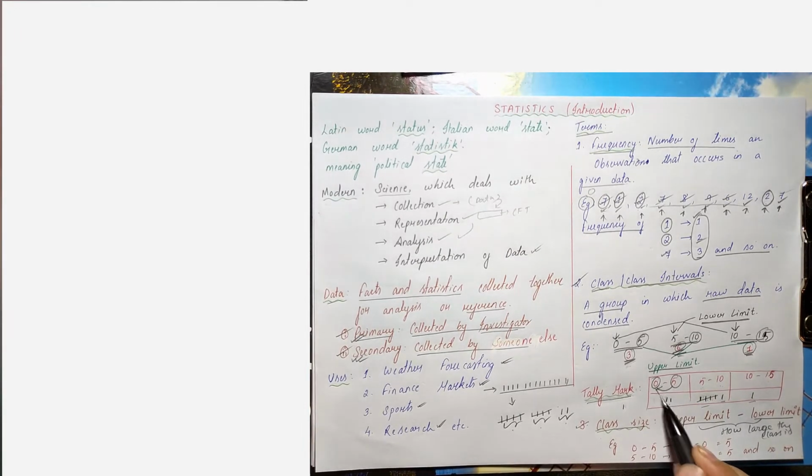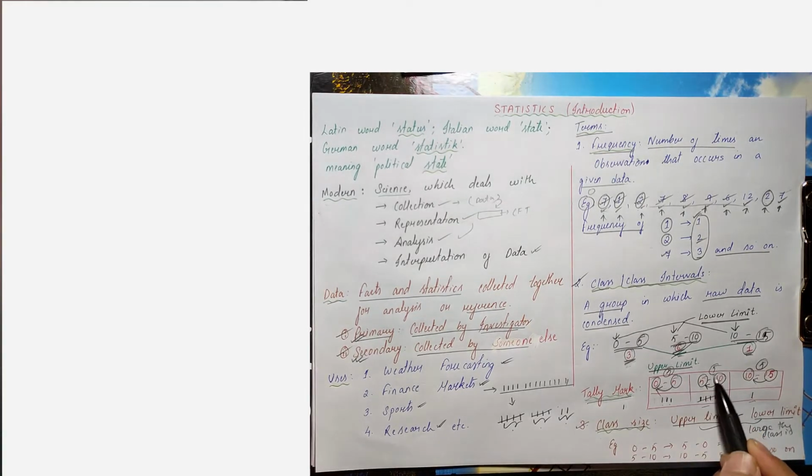So class size is 5 minus 0, that is 5. For this class, the upper limit is 10, the lower limit is 5. So class size is 10 minus 5, which is again 5. And for this, upper limit 15, lower limit 10. So 15 minus 10, 5. So we see that class size for this table is same.